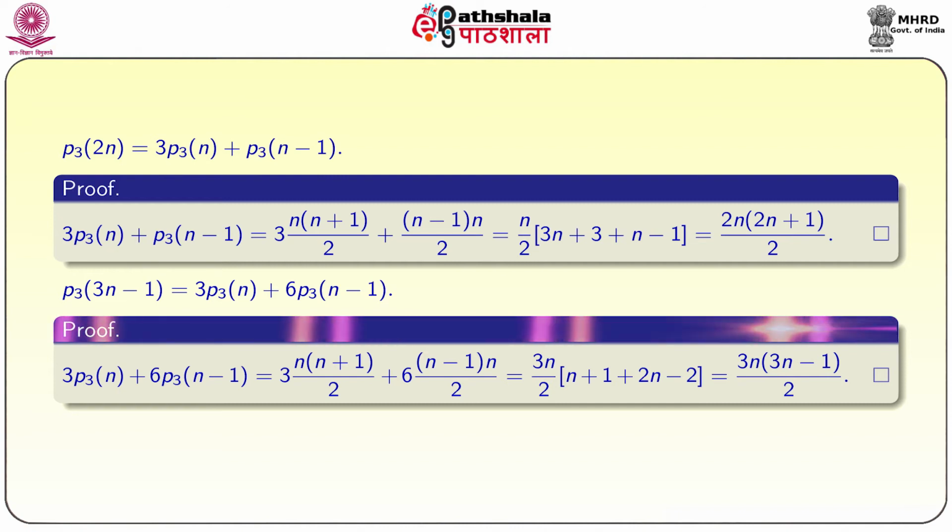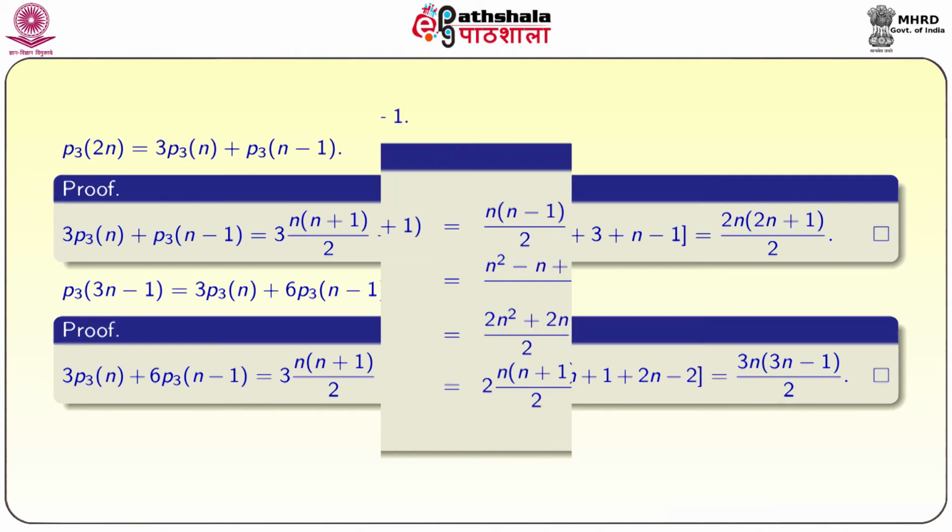So, if you look at this, one triangular number is again expressed as a multiple of sums of two triangular numbers, that is, 3 times P3 of n, which is a triangular number, plus P3 of n minus 1, which is also a triangular number. Again the proof is straightforward. What we have to do is plug in the values in 3 into P3 of n plus 6 into P3 of n minus 1, and we will end up with 3n into 3n minus 1 by 2, that is nothing but P3 of 3n minus 1.